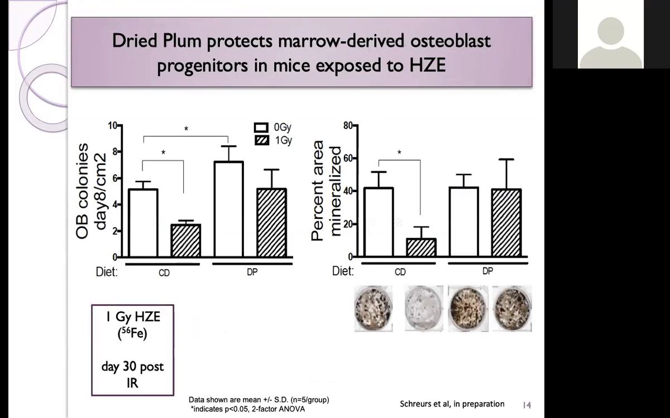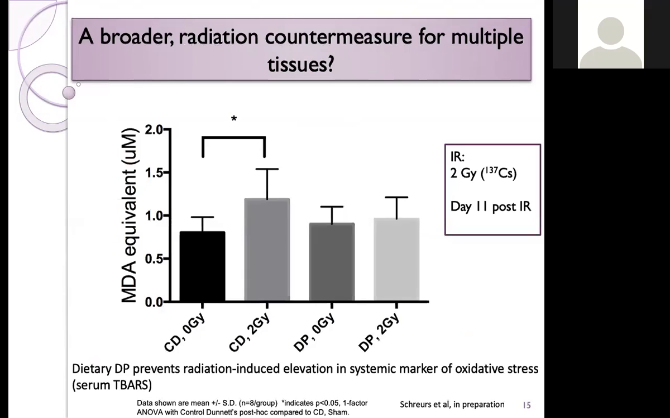Furthermore, one of the major issues is the deterioration of the osteoblast, the bone-forming cell. After exposure to 1 gray iron, mice with the control diet had a decrease in osteoblast cell growth and differentiation, as measured by osteoblast colony counts and mineralization, whereas mice with the dry plant diet prevented that decrement. So pretty promising. In addition, we measured oxidative damage as measured by MDA, by doing TBARS in the serum. As you can see, mice with the control diet after radiation have an increase in MDA levels, whereas mice with the dry plant diet don't. This points towards a potential broader radiation countermeasure for multiple tissues.